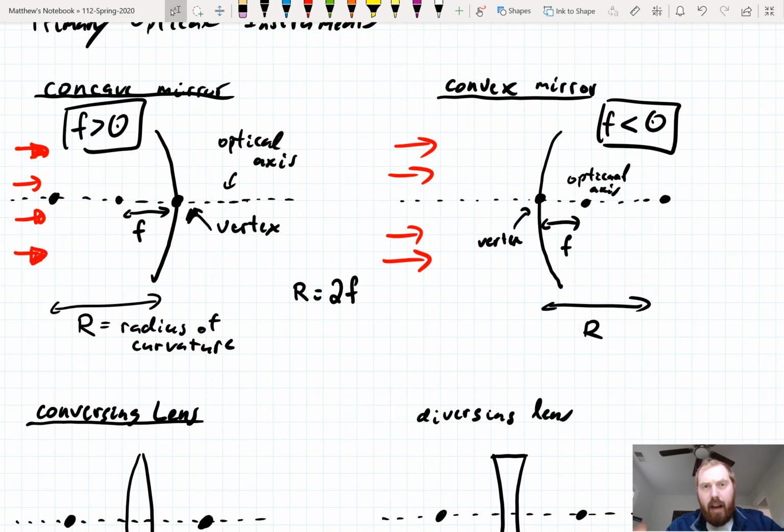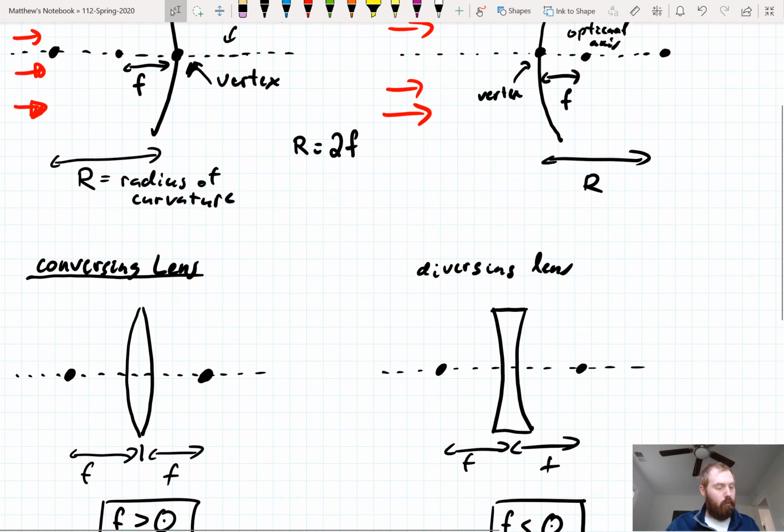All right. The sign conventions are going to be about where the rays are coming in versus where the image is forming. Right? And you can hear me say this a couple of times. Honestly, it takes just practice. You need to practice getting these sign conventions right.